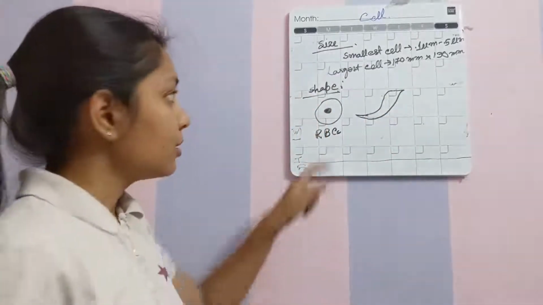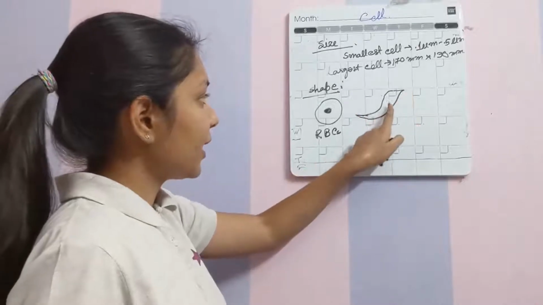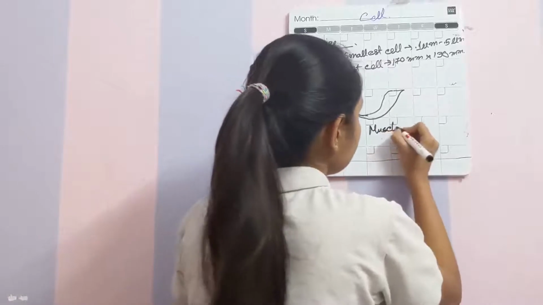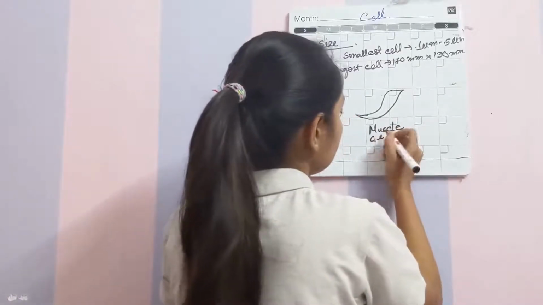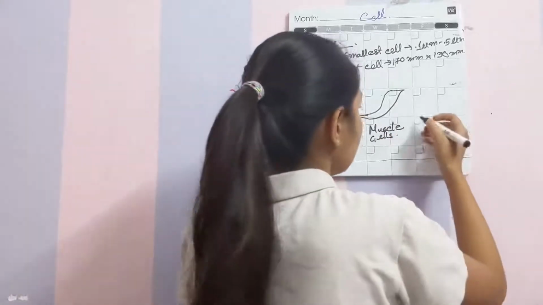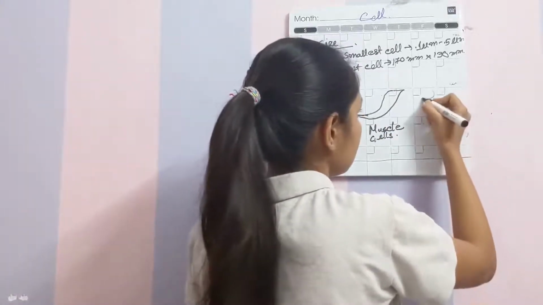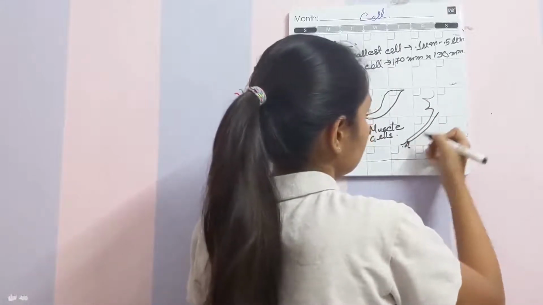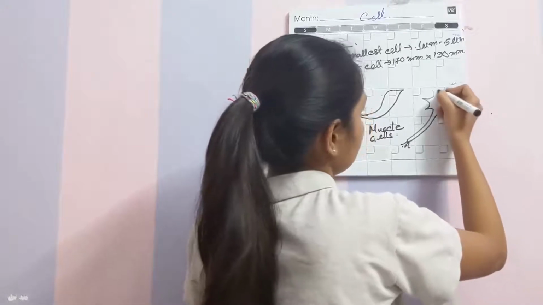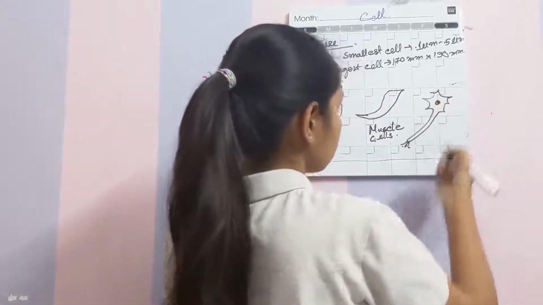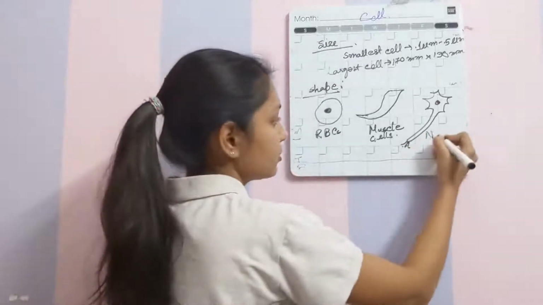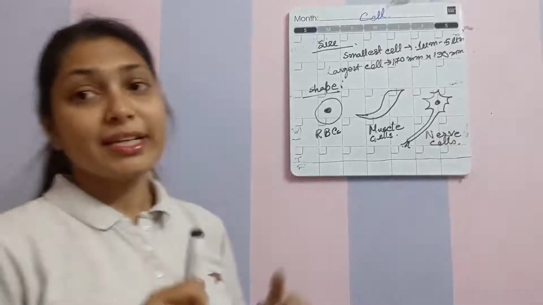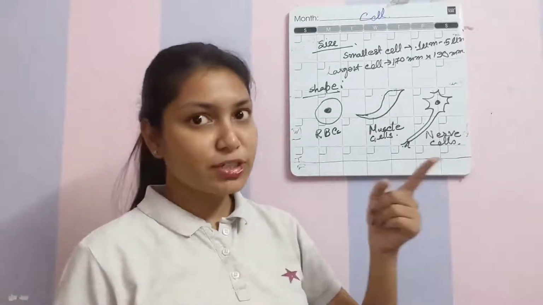Next is the muscle cell. In muscle cells, both ends are tapering and the middle is flattened. It is spindle shaped. Next is the nerve cell. Nerve cells are basically elongated because they transfer messages.